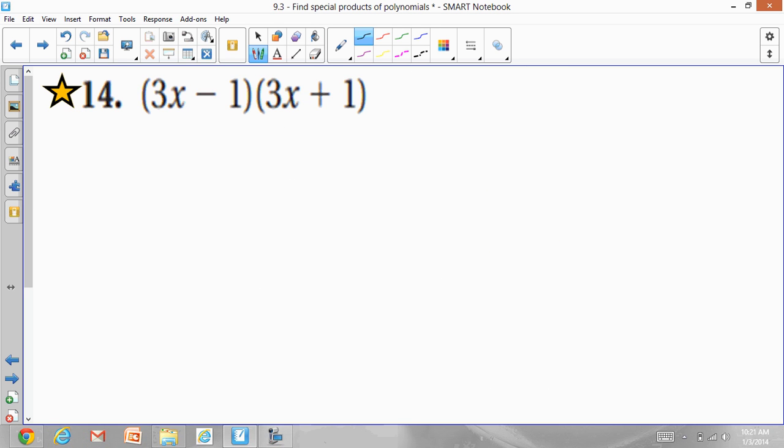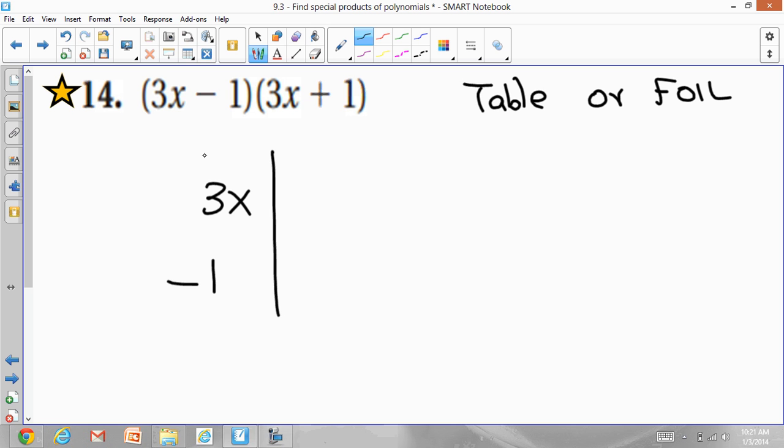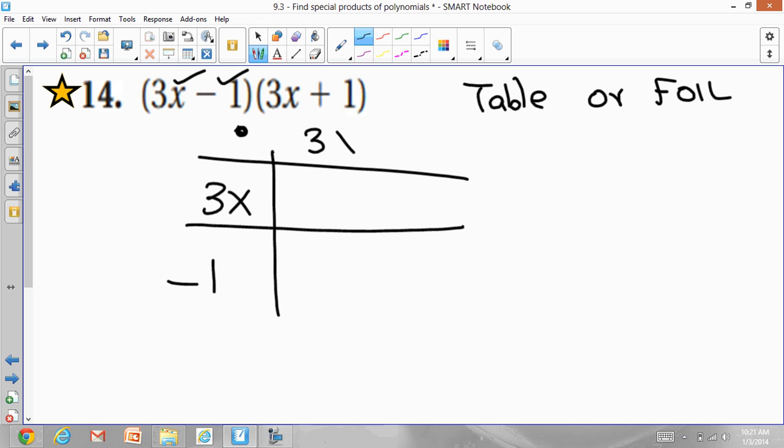Now copy question number 14. You can use either the table method or the FOIL method. Whichever method is convenient for you, you can use it. So using the table method, I'm going to write 3x minus 1 going vertical, splitting them apart, and the next two terms I'm writing them horizontal, splitting them apart.